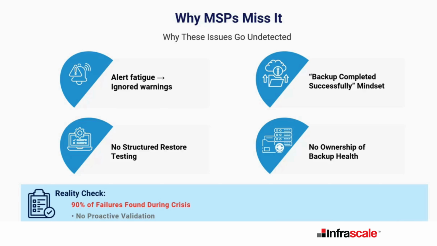So the real takeaway here is that this isn't about better backups, it's about better validation and accountability. Moving from a reactive approach where you find problems during failure to a proactive model where you continuously validate that everything will work before you need it. And that's exactly what we'll look at next: how MSPs can shift to the proactive approach and eliminate drift before it becomes a problem.